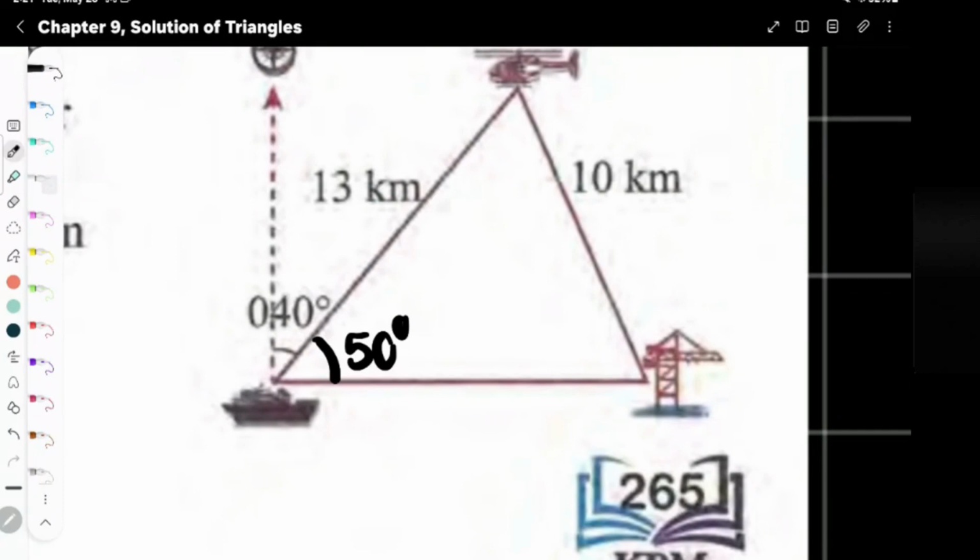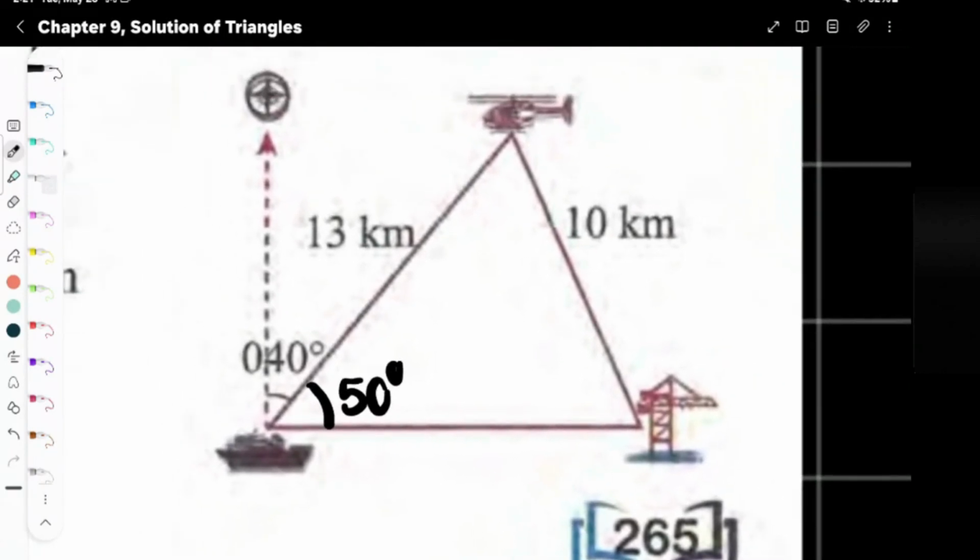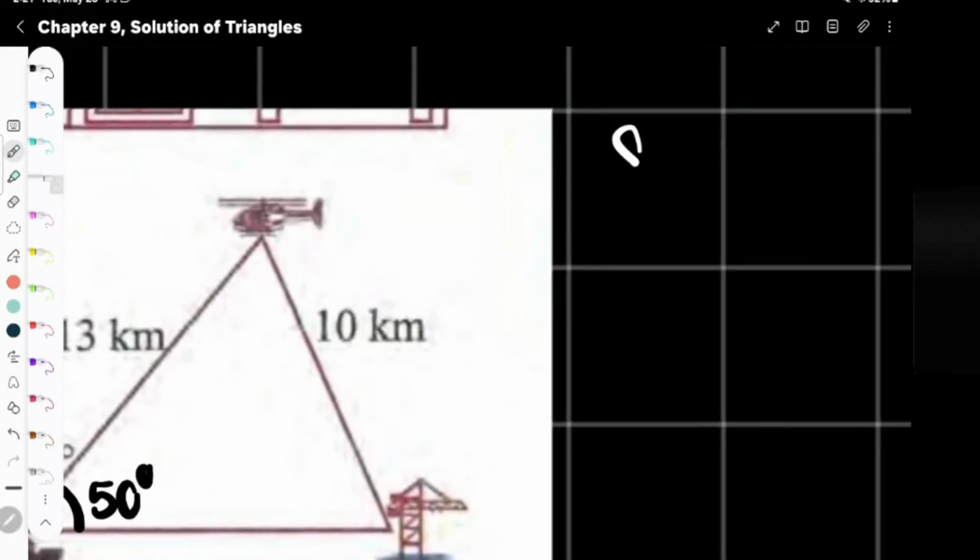Now, what formula can we use? First of all, if you are stuck on a question, go slowly. The first thing that you can think of: can we use the sine rule here?